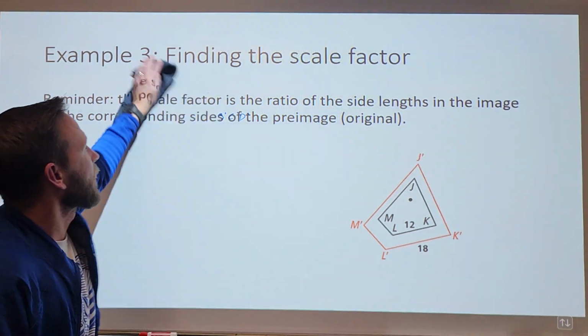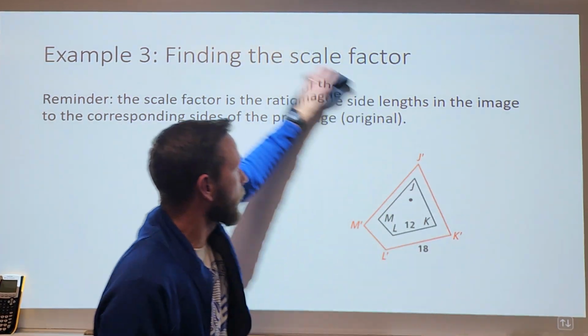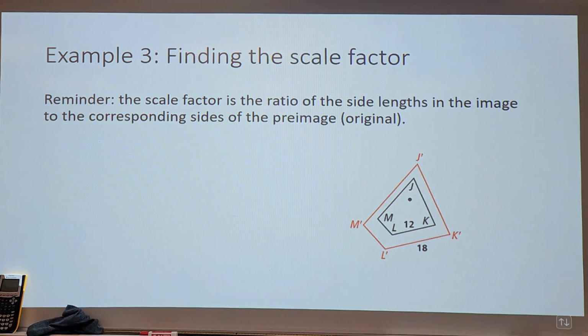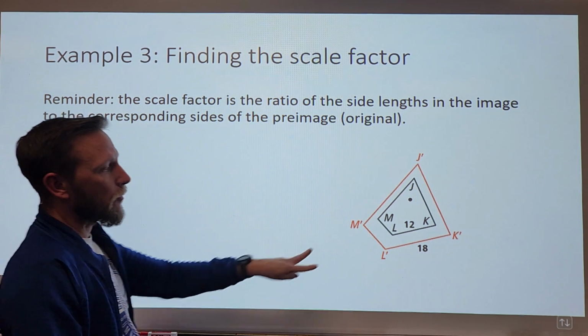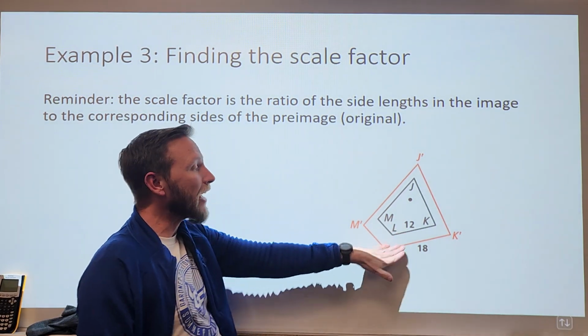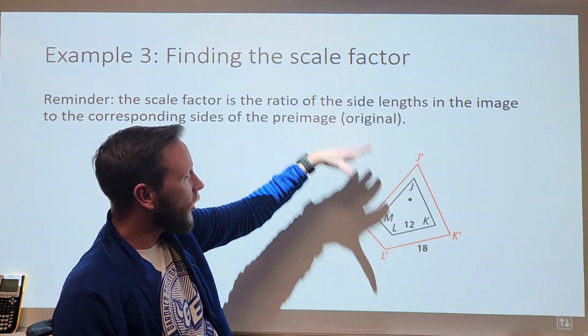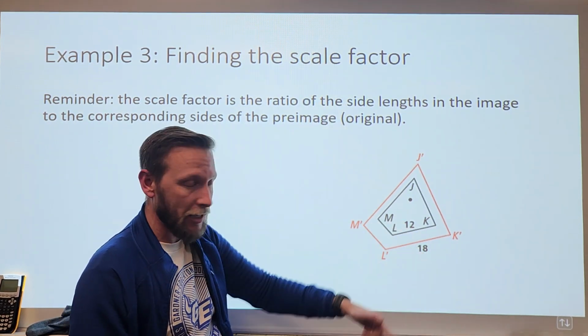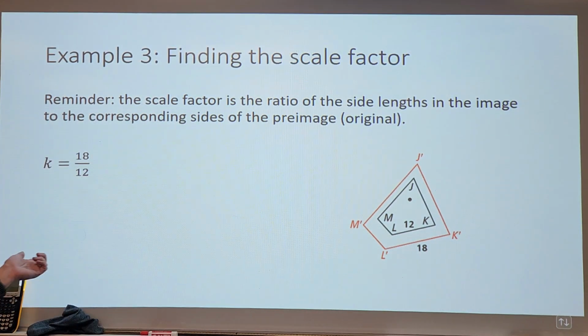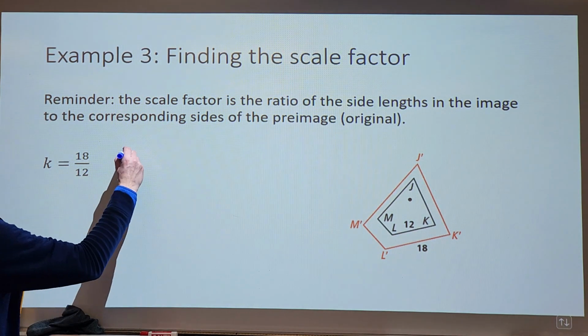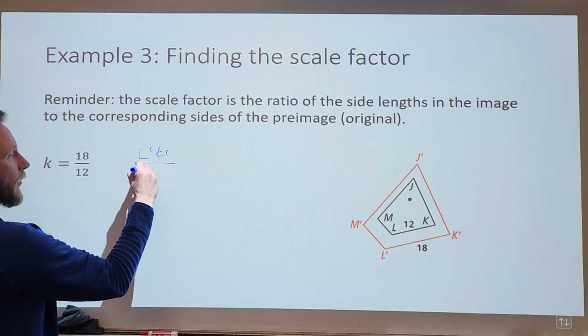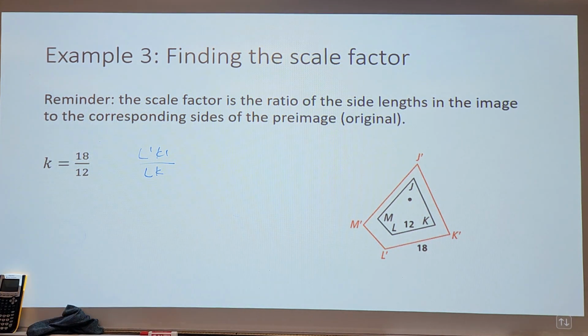All right. Example 3. The scale factor is the ratio of the image to the pre-image. The new over the old. So in this case, if I want to know my k value, I can simply compare these measurements. I don't have to have all 4 pairs of sides, because if these are a dilation, then I know that these sides are proportional. So I can compare the new to the old. I can compare L prime K prime to LK. And in this case, we have 18 over 12, which simplifies to be 3 halves.